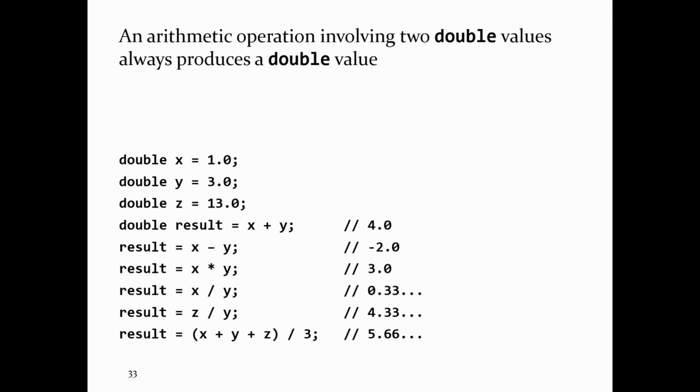Okay, if you do an operation with two doubles, you always get back a double. So here I've got the doubles 1, 3, and 13. If I compute x plus y, that gets computed as a double. X is a double, y is a double, so x plus y is also a double. You've got subtraction, multiplication, division, and parentheses as well. So all of the basic arithmetic operators, there's no exponentiation operator. If you need exponentiation, you have to use math.pow.